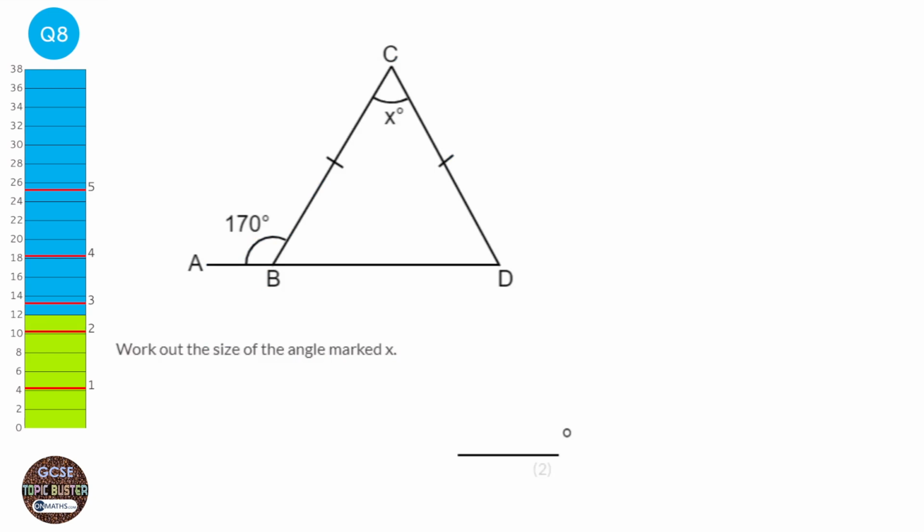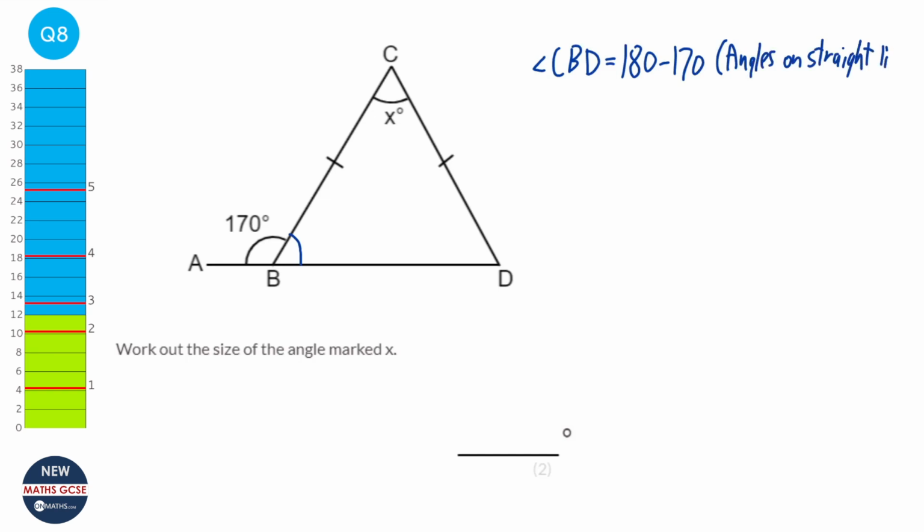The first thing we need to do is work out what angle CBD is. So we're looking for angle CBD. And that's going to be 180 take away 170. And the reason being is its angles on a straight line. Angles on a straight line add up to 180. So that's going to be 10 degrees. So this will be 10 degrees.